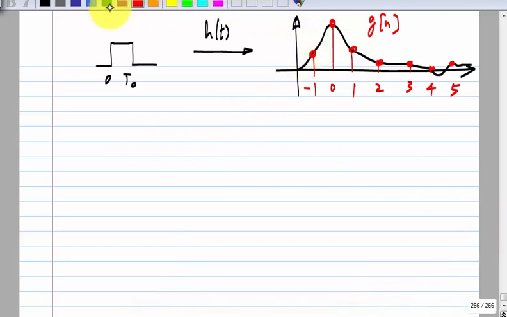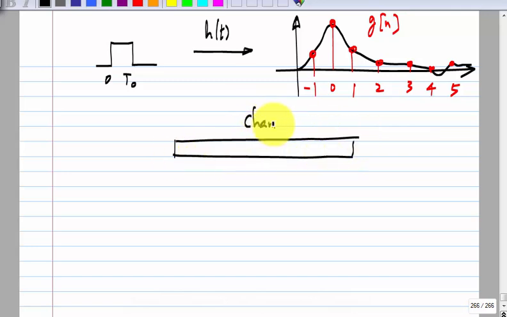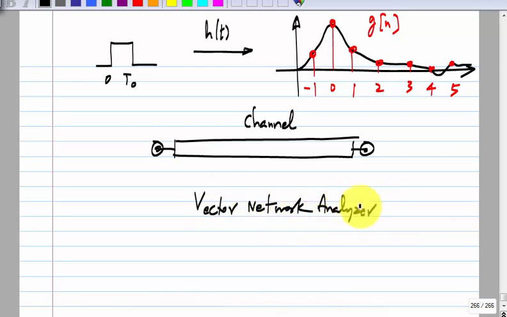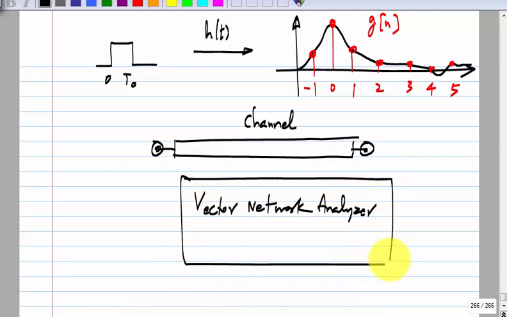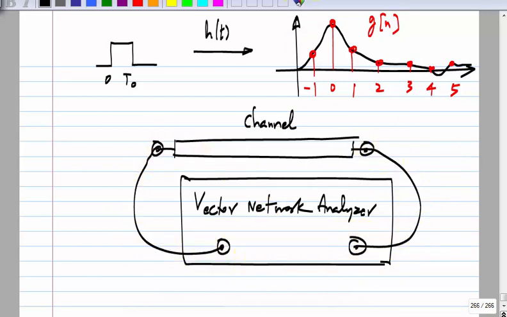Normally, the way you measure the channel is, you have a channel and then maybe you have some connectors here. It could be a trace on a PCB of the appropriate length, and then you use what is known as a vector network analyzer. This also has two ports and it can be calibrated to remove the effect of all this cabling and give you the two port parameters of what is between those two points.